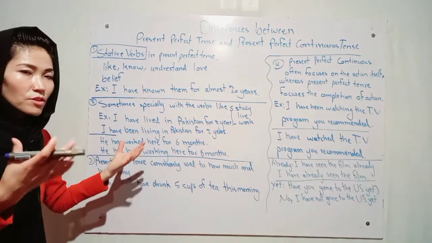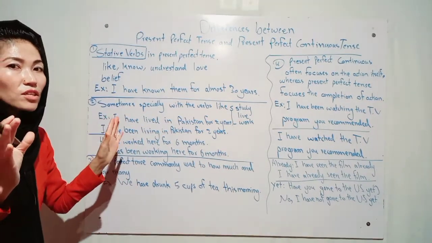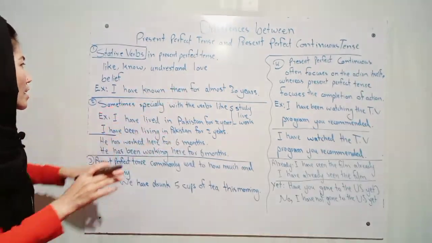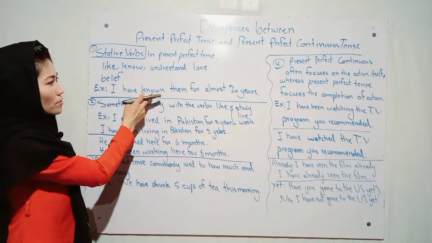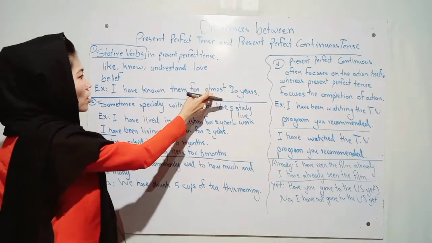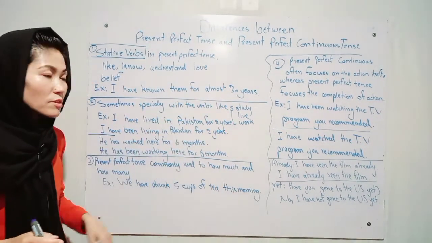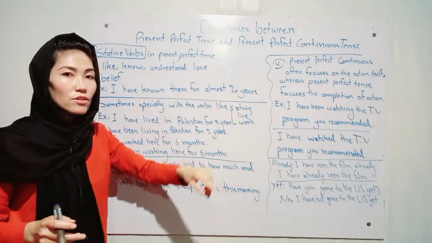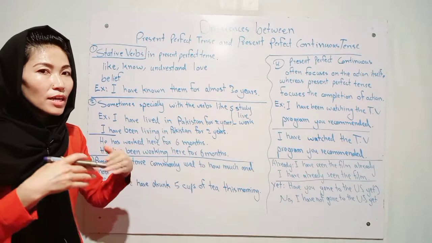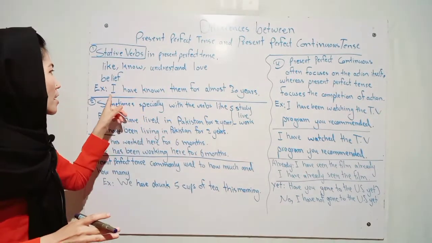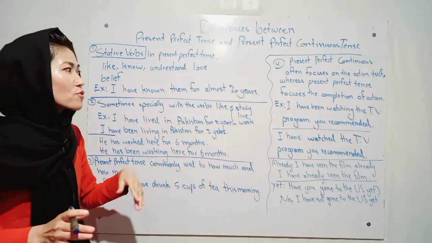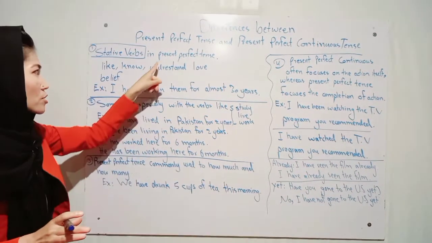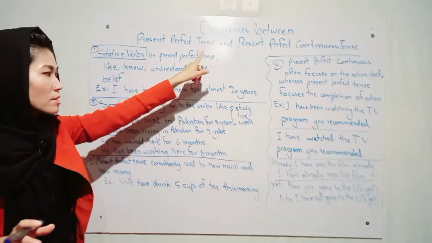Stative verbs like know, understand, love, believe are the verbs that we cannot use in present perfect continuous tense, but we use them in present perfect tense. For example, we can say, I have known them for almost 30 years. And we cannot say, I have been knowing them for almost 30 years. We just use present perfect tense.